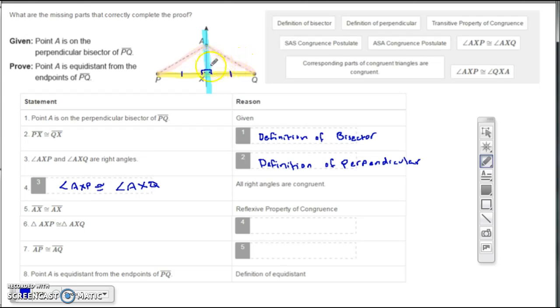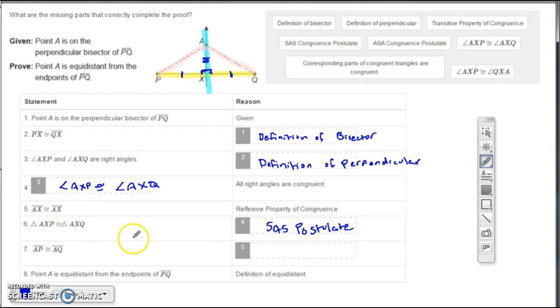Well, what we know is that we've got a side angle side congruency postulate here because this side and this side are congruent. We know that these angles are congruent, and now we know that this side is congruent to itself. So we've got side, angle, side congruency. So side, angle, side postulate tells us that these two are congruent.